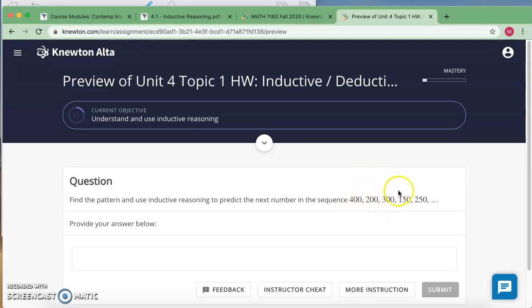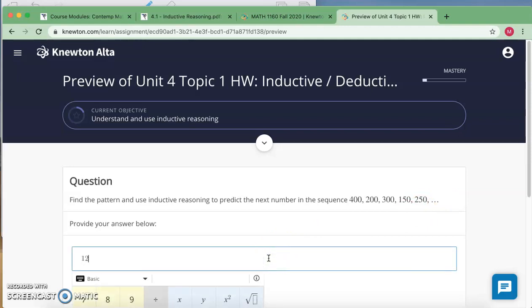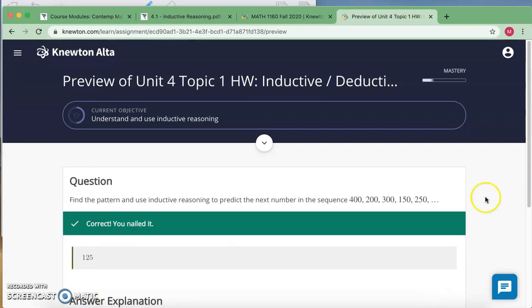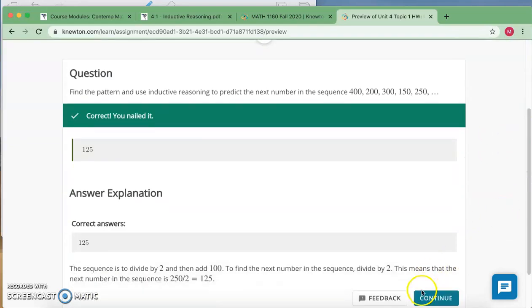Let's see what happens. If we divide by 2, 300 to 150, that gives us divide by 2 and then add 100. So let's divide 250 by 2 and what do we get? 125. So let's check that. 125. Submit. Correct. You nailed it. All right, let's see what else we got.